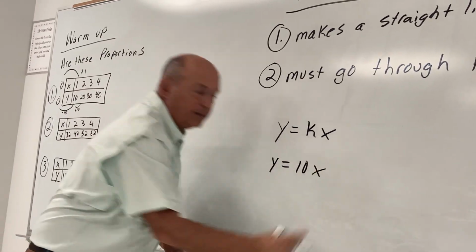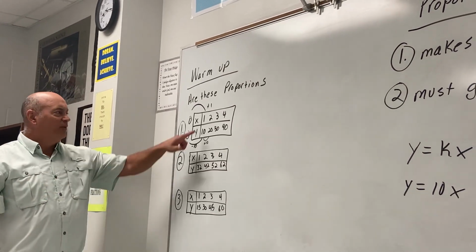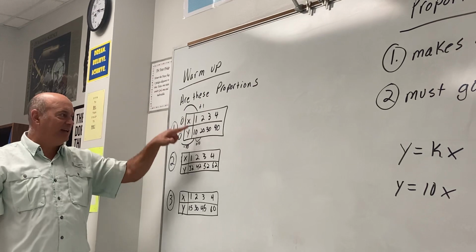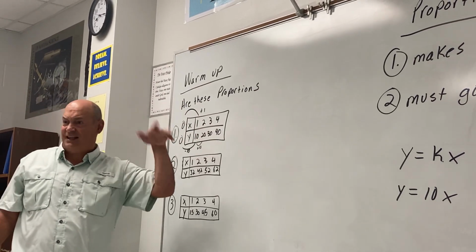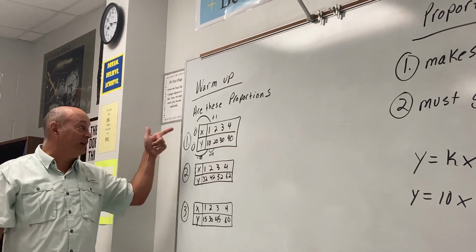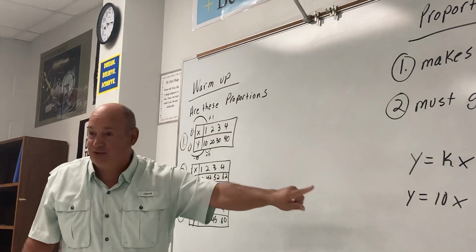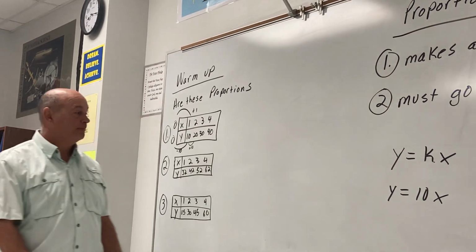And did you hear Ledesma earlier say, well, 10 times 1 is 10, 10 times 2 is 20, 10 times 3 is 30. She said 10 times 0 is 0. So she proved it goes through 0, 0 by using the equation. Are you with me? Both of them were right, by the way. All right.